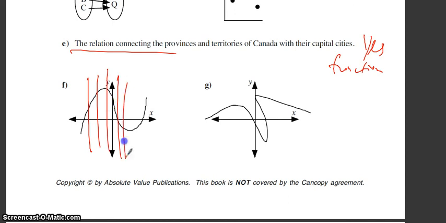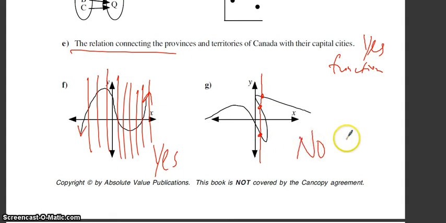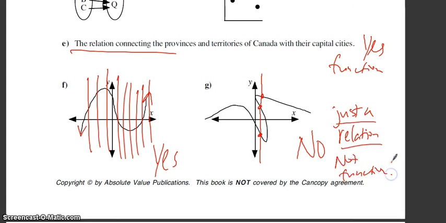Here, vertical line test. Every line just crosses the graph once. Just keep going at an angle, so it will never cross twice. So yes, it's a function. Here, I can find one example that crosses more than once, so it's not. It's just a relation, not a function.